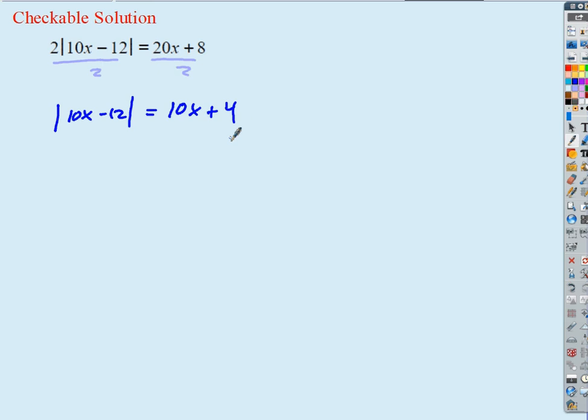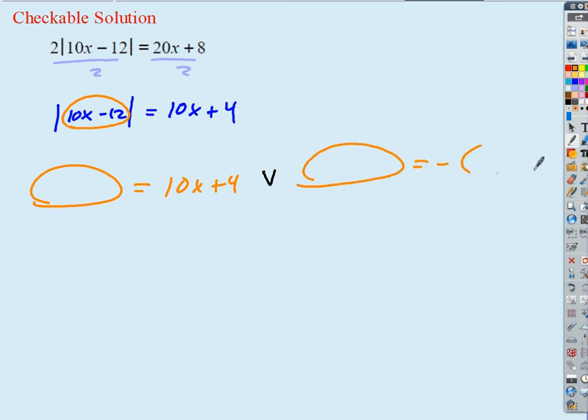Good. So now we've isolated the absolute value. Here's the important step. You make 2 separate equations. Whatever's inside the absolute value has to equal what? The negative and the positive. So what's inside the absolute value equals what's outside, or what's inside the absolute value equals negative what's outside. So negative the quantity 10x plus 4.